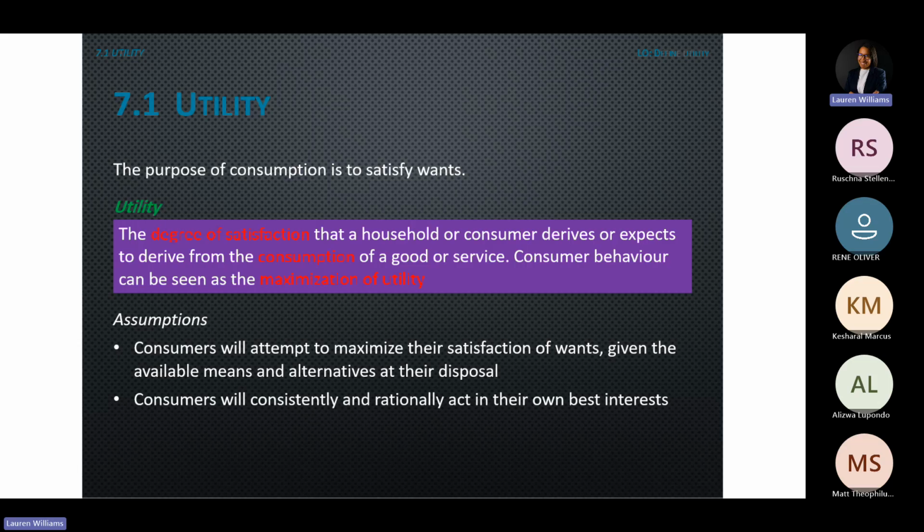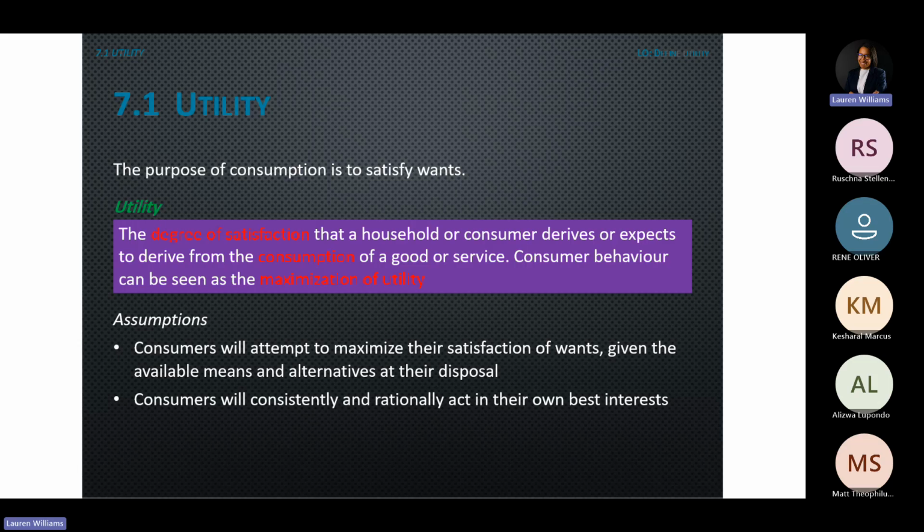Okay. So to start off with, in plain English, utility is the degree of satisfaction that households or consumers derive or expect to derive from the consumption of a good or a service. Basically, how much satisfaction do you gain from the consumption of the product that you're looking at? Our aim as consumers is always to maximize our level of satisfaction, or the degree of satisfaction.